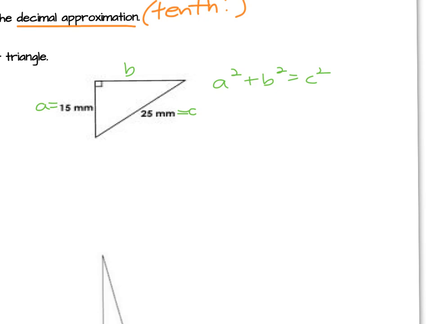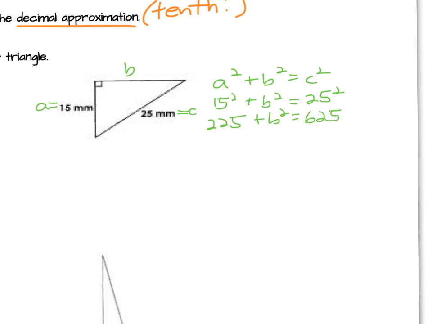So really nothing new today, you guys, just kind of a refresher. A is 15, we're going to have to square that. B we don't know, and then C squared is 25 squared. 15 squared is 225, we just saw that. We'll leave B squared for now. Over on the right though, 25 squared goes all the way up to 625.